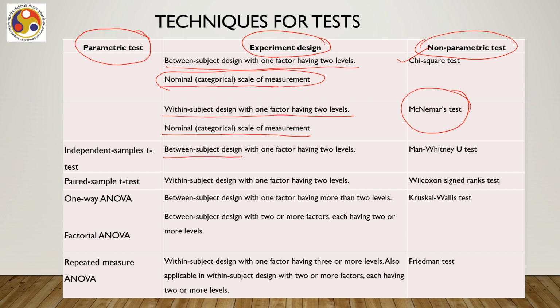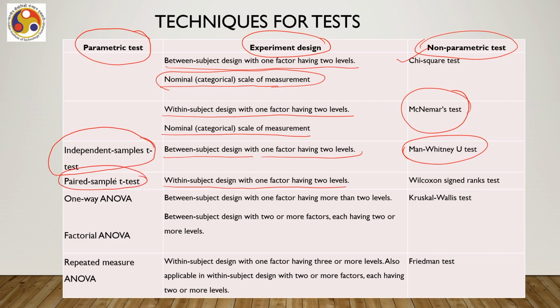If we have a between subject experiment design with one factor having two levels and nothing else is mentioned, then we can go for either the independent samples t test, which is a parametric test, or the Mann-Whitney U test, which is a non-parametric test. For within subject design with one factor having two levels, we can go for the paired sample t test, which is a parametric test, or the Wilcoxon signed rank test, which is non-parametric.